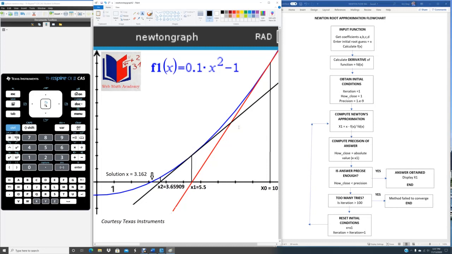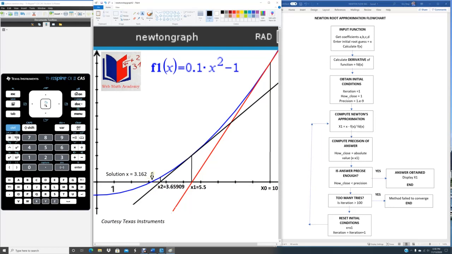You may recall in last week's tutorial that we learned how to do that by hand, and that we drew a little graph which showed our function curve in blue, 0.1 x squared minus 1. Then we showed you how we can get the derivative of that function and come up with a tangent line, a slope that's tangent to the curve at x equals 10. And then we could come up with the next root approximation of 5.5, then put that into Newton's equation, come up with 3.65909, and so on and so forth until we get to the conclusion, our solution of 3.162.